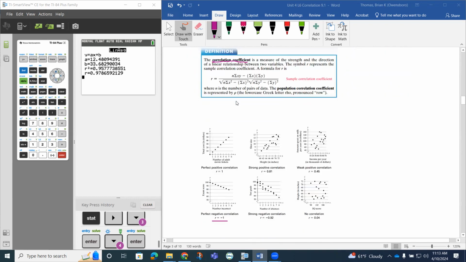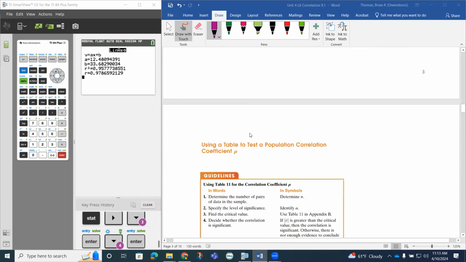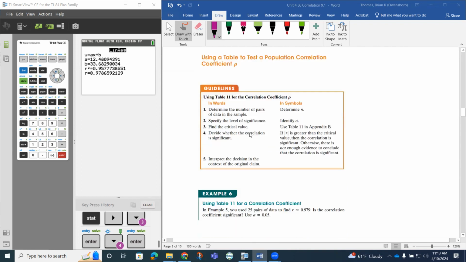So what we do is we move into using a table to test our population correlation coefficient, rho. So this rho is going to be our population correlation coefficient. What we want to do is determine whether or not our sample allows us to say there's enough evidence to say our population correlation is strong. So as we move forward, we can use this little table to help us understand this rho. Again, we're going to use Table 11 for our correlation coefficient rho.